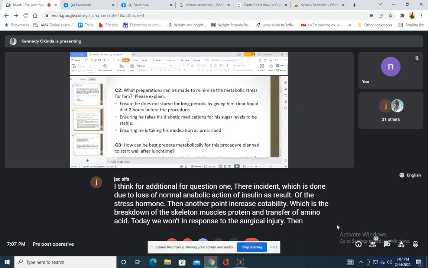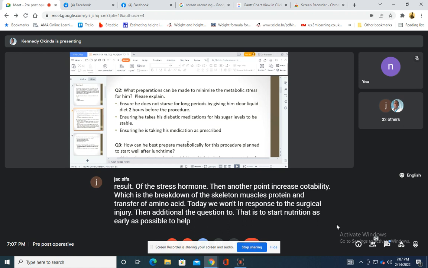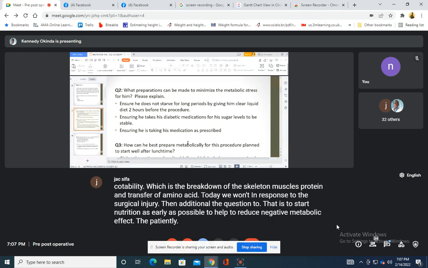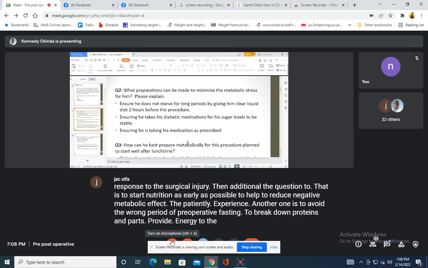Then additional for question two, that is to start nutrition as early as possible to help reduce negative metabolic effects the patient may experience. Another one is to avoid the prolonged period of preoperative fasting, as this may lead to breakdown of proteins and fats to provide energy to the body.